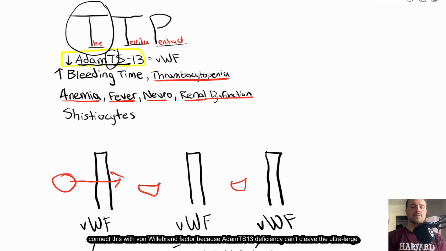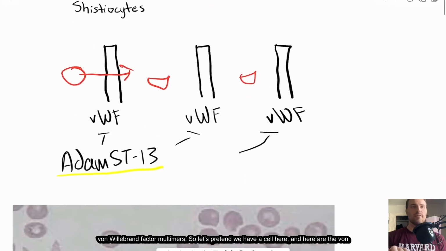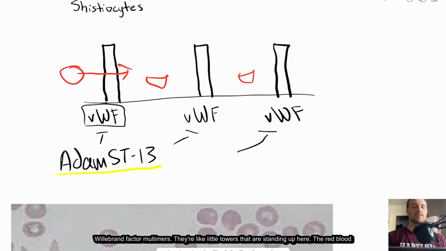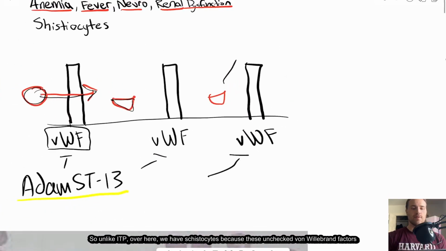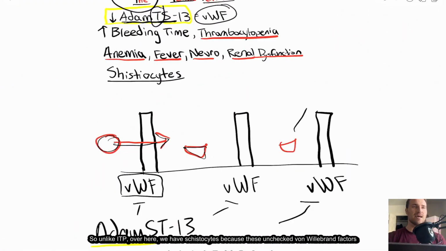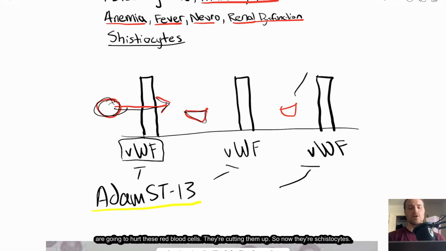In your head, connect this with von Willebrand factor, because ADAMTS13 deficiency can't cleave the ultra-large von Willebrand factor multimers. So let's pretend we've got a cell here, and here are our von Willebrand factor multimers. They're like little towers standing up here. The red blood cell is going to pass through, and it's going to get cut. Oof, ouch. Look at that. That's a schistocyte. So unlike ITP, over here we have schistocytes, because this unchecked von Willebrand factor is going to hurt these red blood cells. It's cutting them up, so now they're schistocytes. They're getting shredded, not the good kind.